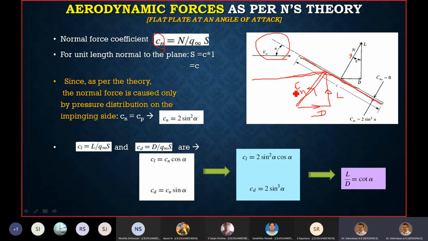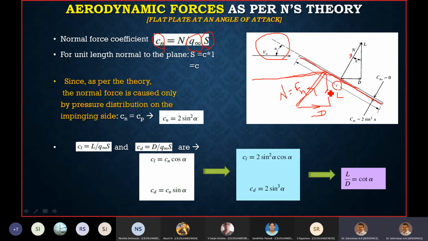What is N? N is what I have written here as Fn, so you can rather take it as N, that is the normal component of force, divided by q infinity, half rho infinity v infinity squared, and the projected area. We'll consider a length of one unit normal to the surface, because anyway that will cancel. The length shown here is C, and normal to the plane we'll consider a unit length, so that S equals C into 1, which is C.